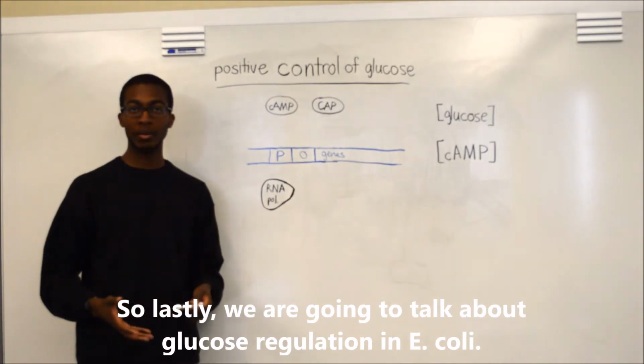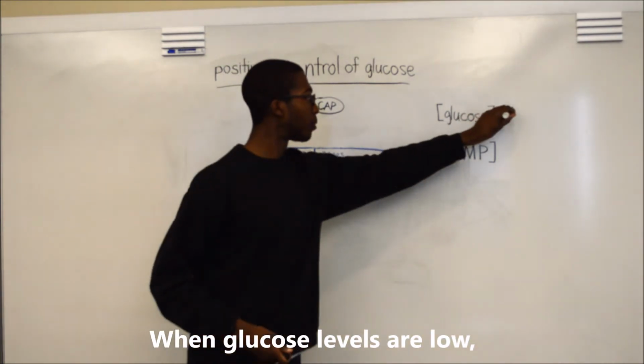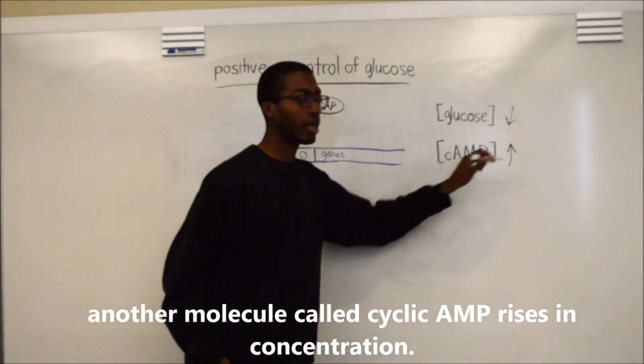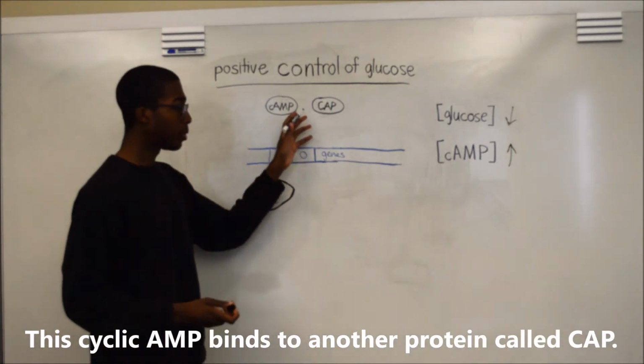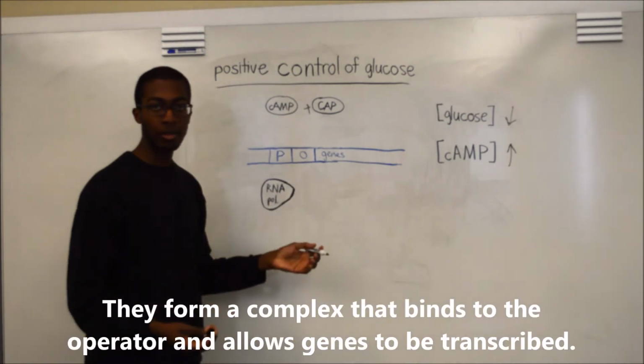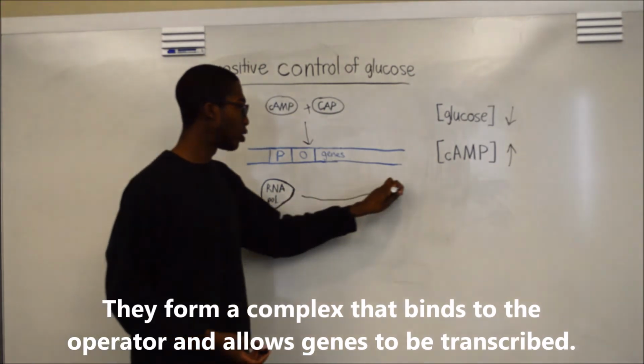Lastly, we're going to talk about glucose regulation in E. coli. When glucose levels are low, another molecule called cyclic AMP rises in concentration. This cyclic AMP binds to another protein called CAP. They form a complex that binds to the operator and allows genes to be transcribed.